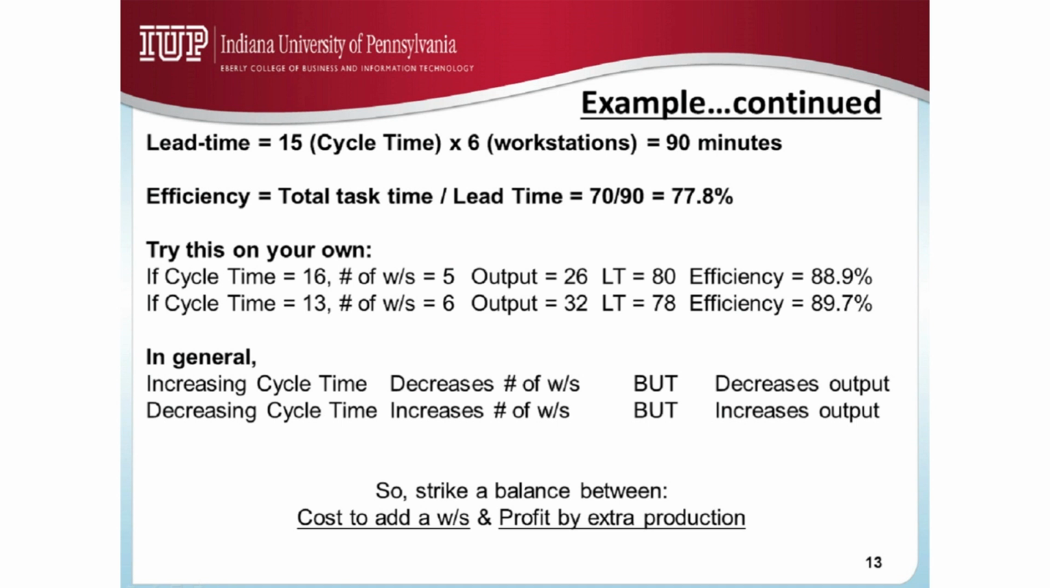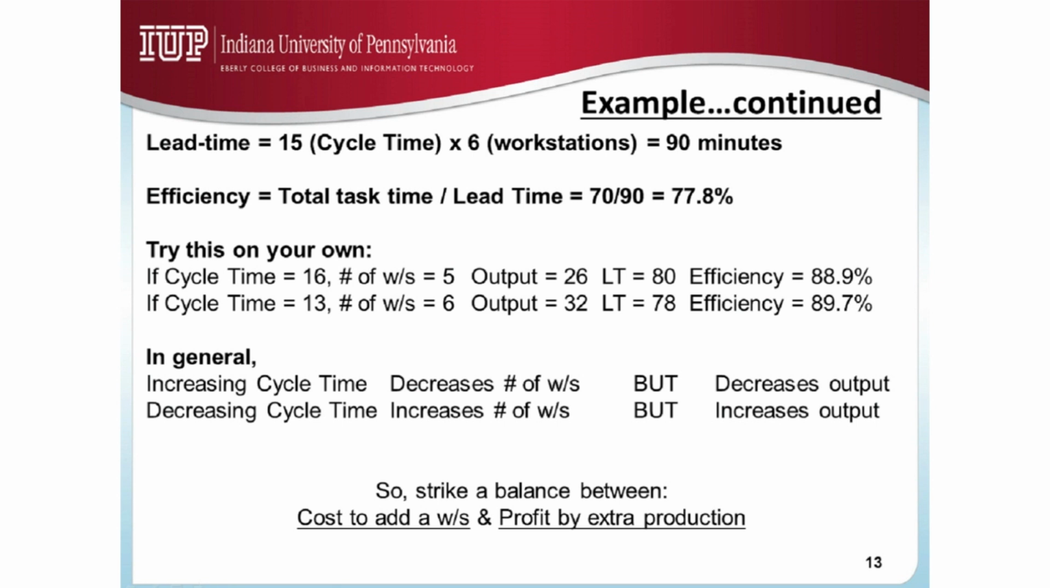So you have to strike a balance. If you add an extra workstation, there is a cost. So the lower the cycle time, the higher the number of workstations, which will be more expensive. But on the other hand, if you reduce the cycle time, you can produce more, and if the demand is also high, and if you can sell what you produce, you will be able to make more profit. So there is no hard and fast rule for the cycle time.